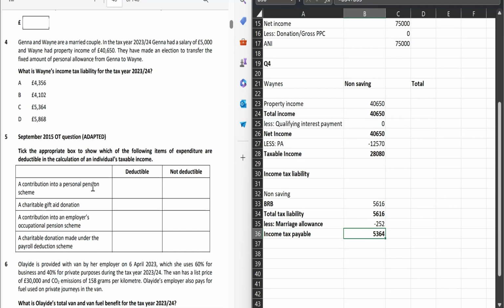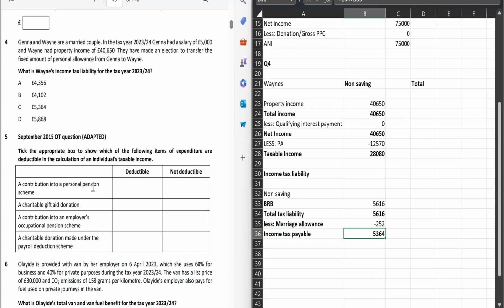Tick the appropriate box to show which of the following items of expenditure are deductible in the calculation of individual taxable income. A contribution into a personal pension scheme. If the individual is contributing to a personal pension scheme, it's not deductible, but certain relief will be available, as I said. Whatever amount you are contributing, it will be only 80%. The 20% will be contributed by the government on your behalf, so it's not deductible. We will get certain relief: one is this 20% contribution from the government.